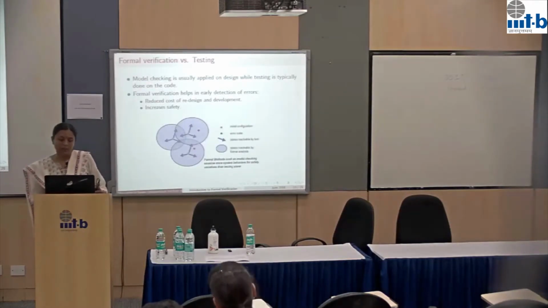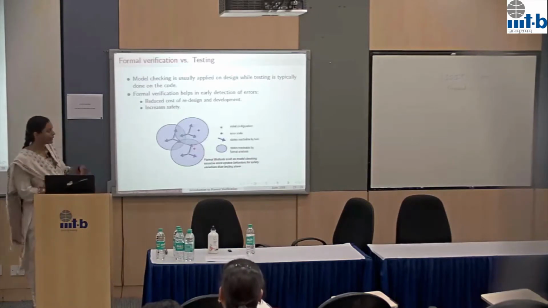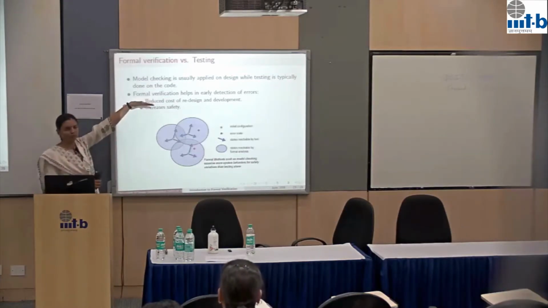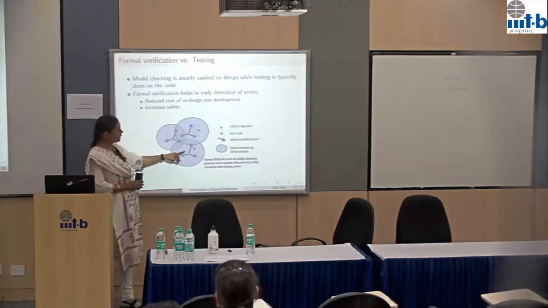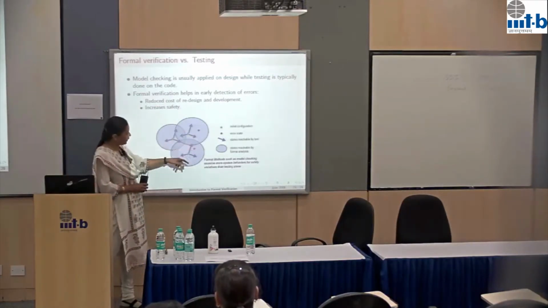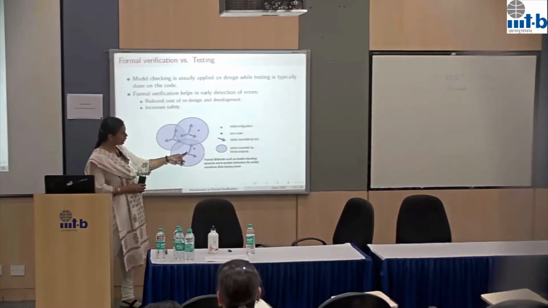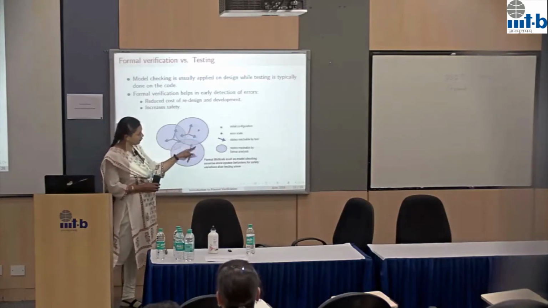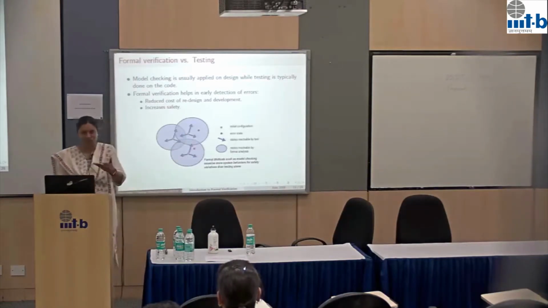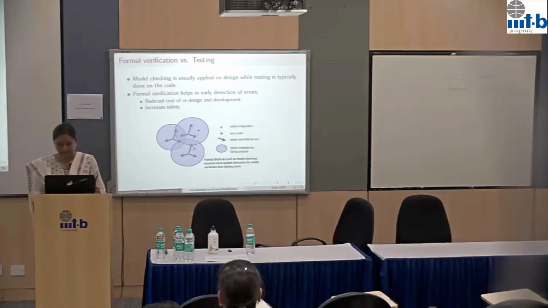So how does it compare to testing? As I told you, it is usually applied on design, whereas testing is typically done on code. We don't take the code when we do model checking. Let's say it behaves like this. So these are your erroneous states. Using testing, your test cases might cover these kinds of paths, but they might still miss the error states because exhaustively I can't test.